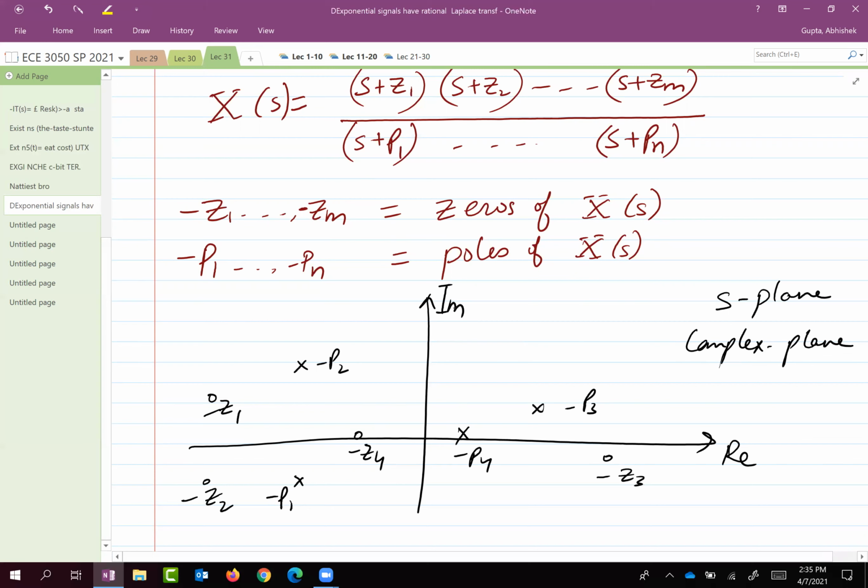So what I'm saying is we have a Laplace transform because the original signals are exponential. The Laplace transform is a rational function of S. A rational function of S can be written in this particular format. And the roots of the numerator are called zeros. The roots of the denominator are called poles. And if you look at the complex plane, which is called the S plane in the context of Laplace transform, you represent zeros with small circles and you represent poles with a small cross. Okay, so these are the poles and zeros of this Laplace transform X of s.